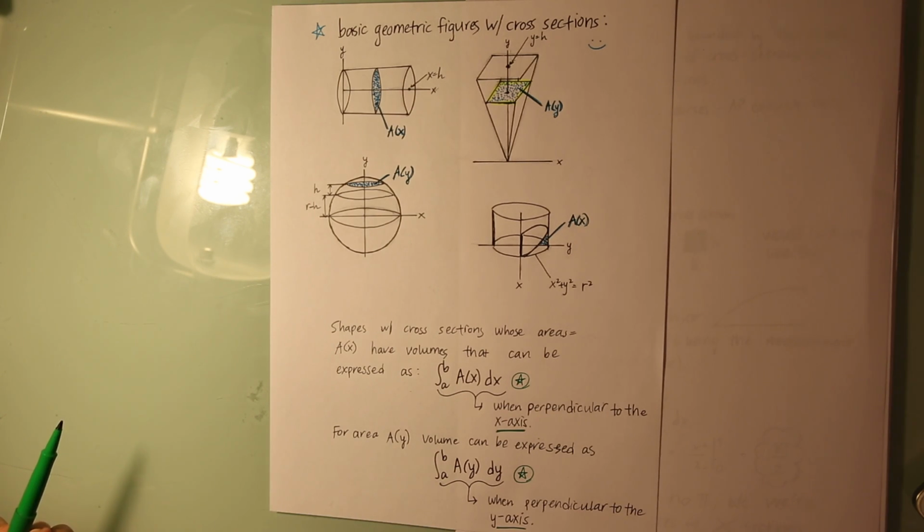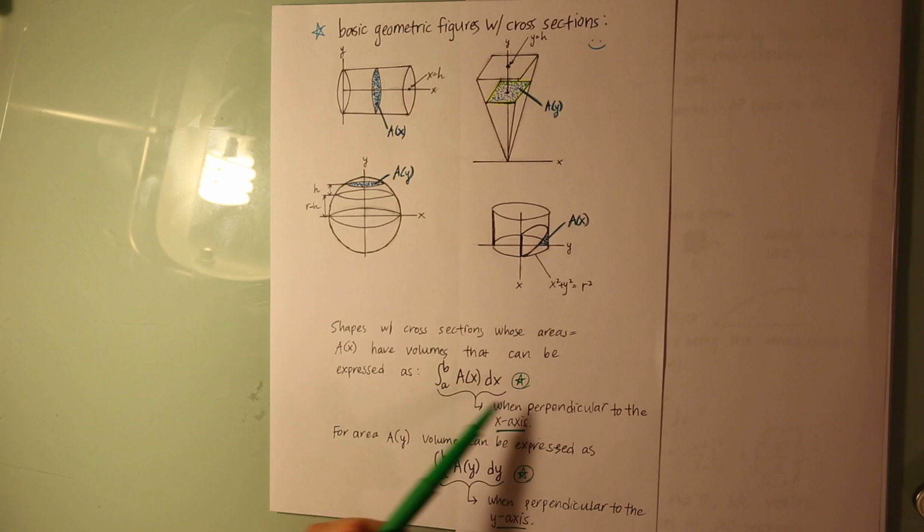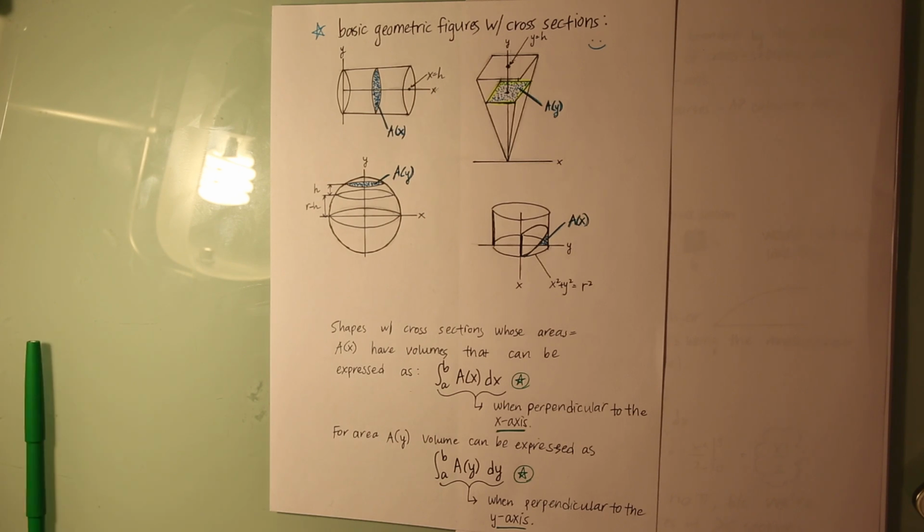However, cross-sectional problems will often tell you what axis the cross-section is perpendicular to. Be sure that when you do these problems, you understand that the formula for cross-sectional volume is in terms of x when the cross-section is perpendicular to the x-axis, and that it's in terms of y when perpendicular to the y-axis. Forgetting to solve in terms of the correct variable is a common mistake when it comes to cross-sectional problems.